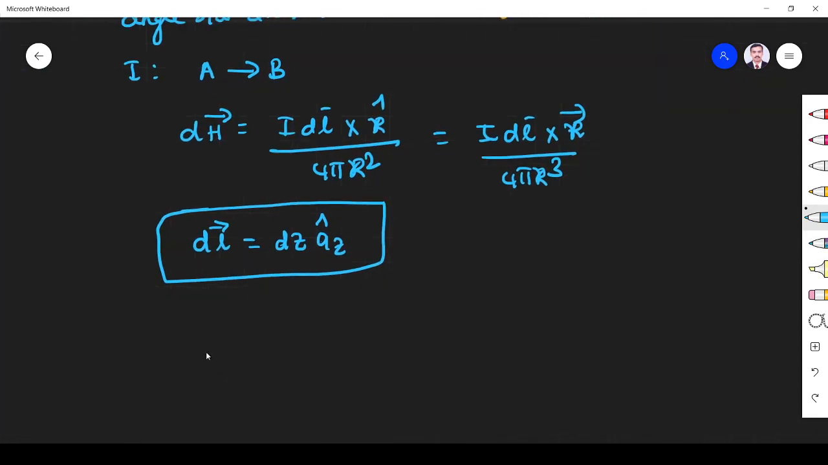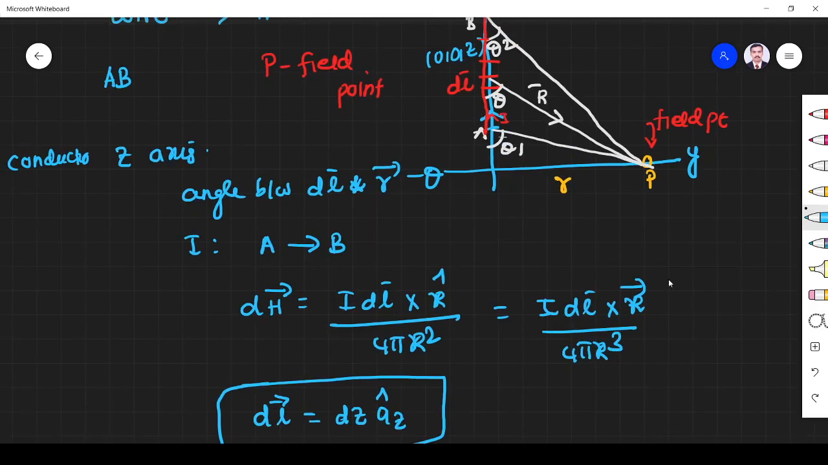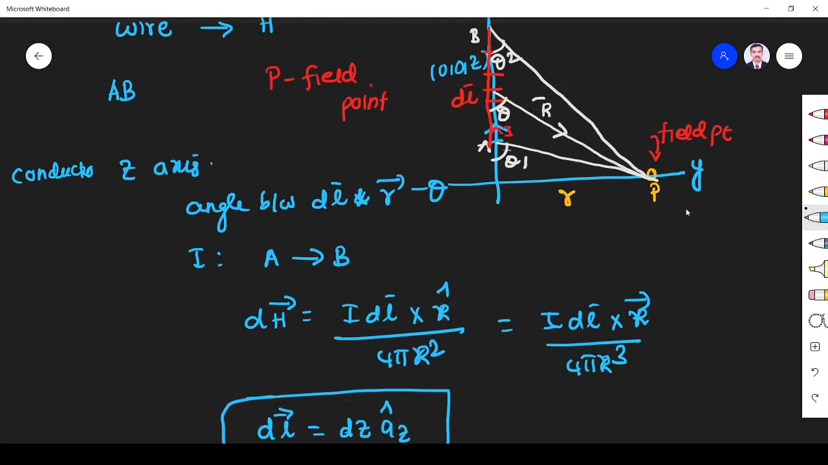Now I find the R vector. It is given by R, 0, 0 minus 0, 0, z, because R is the distance, the field point minus the source. It is in the rho direction. We assume a cylindrical coordinate system, with rho, phi, z as the coordinates. Please remember that we are working with this coordinate system.